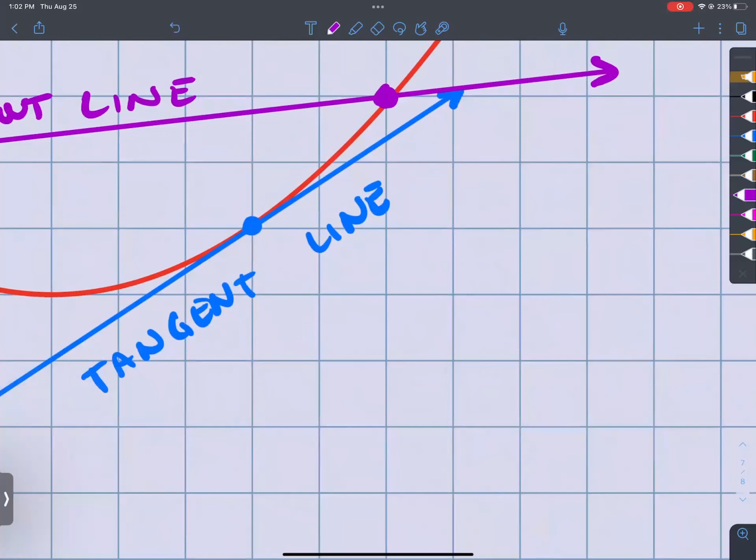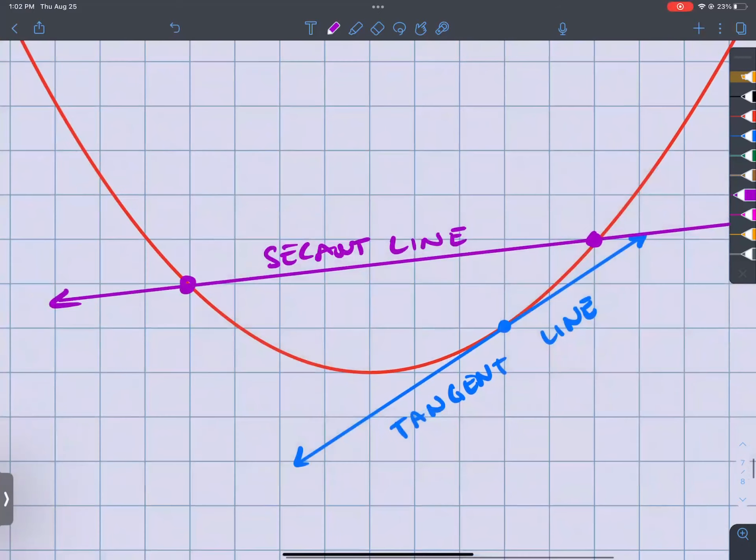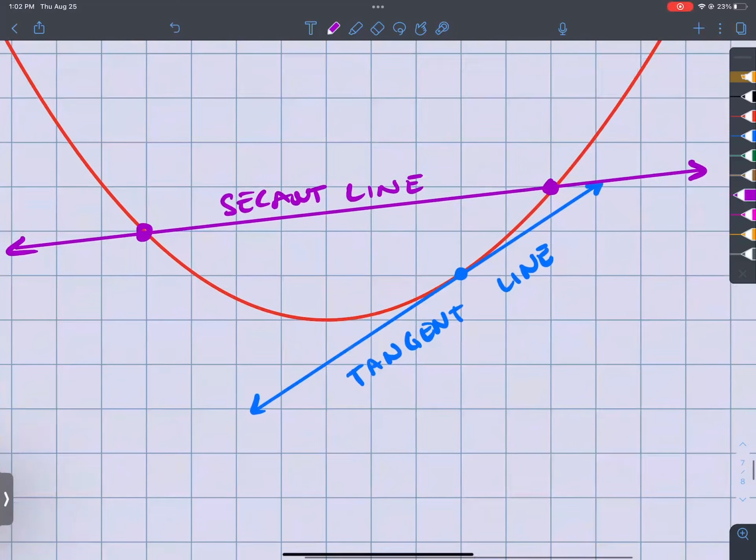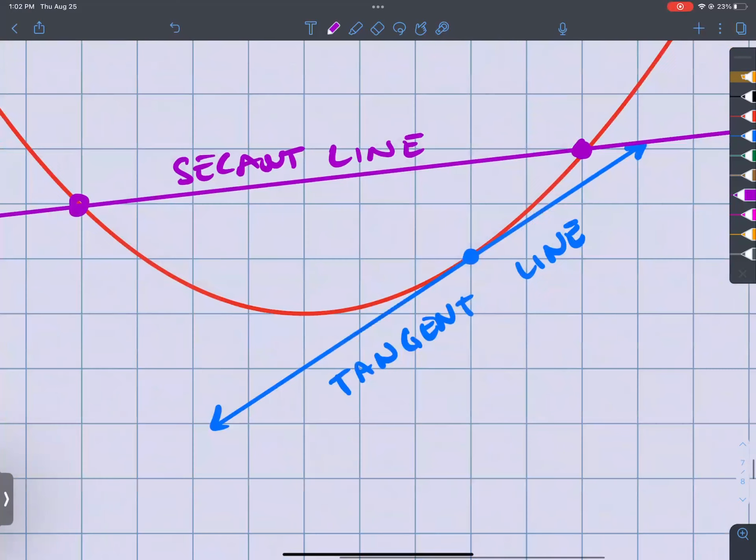The tangent line just literally lays along the edge of the graph. The secant line basically cuts the graph. Okay, and usually we're given the 2 points where it cuts.